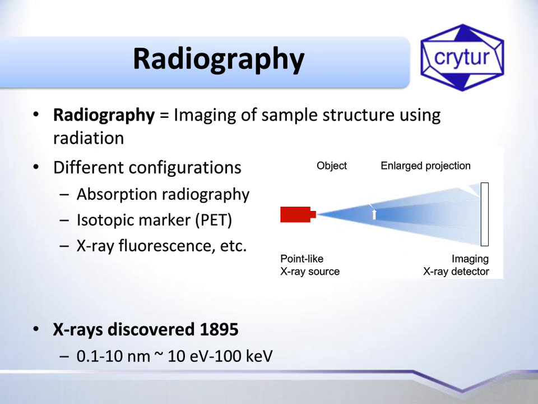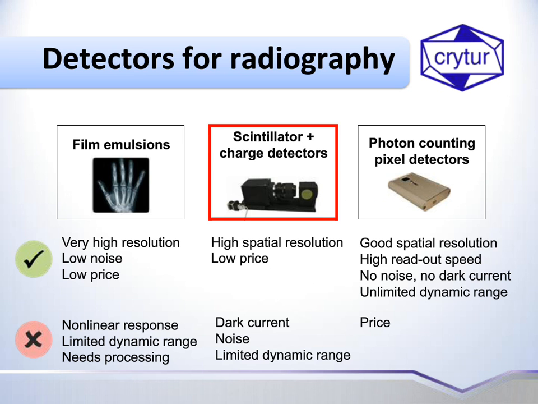So let's talk about detectors. We have many detectors for radiography. The oldest one would be film emulsions, which provide very high resolution. They are very cheap and have very low noise. But on the other hand, they exhibit a nonlinear response and limited dynamic range, and you also need some processing to see the image. It's the old way. For now, we have different methods which are more sophisticated.